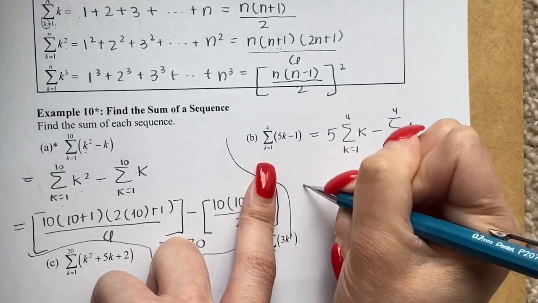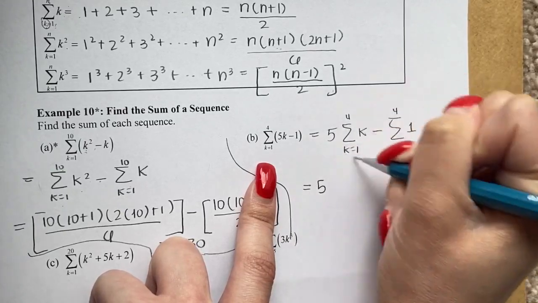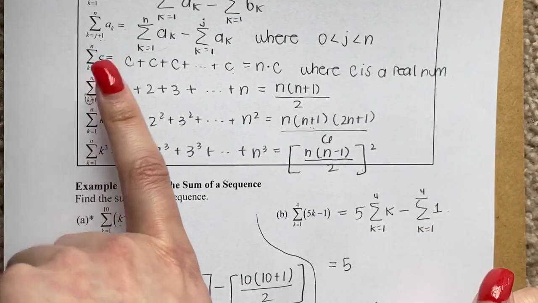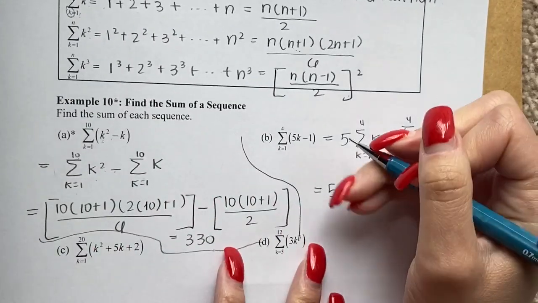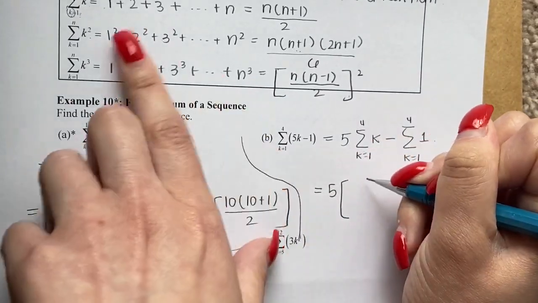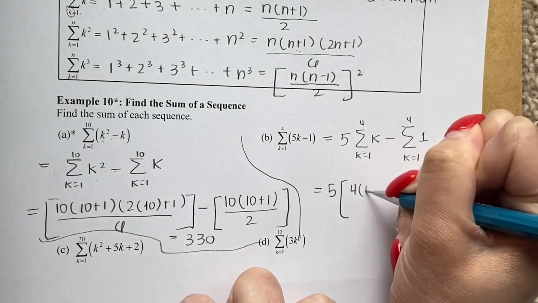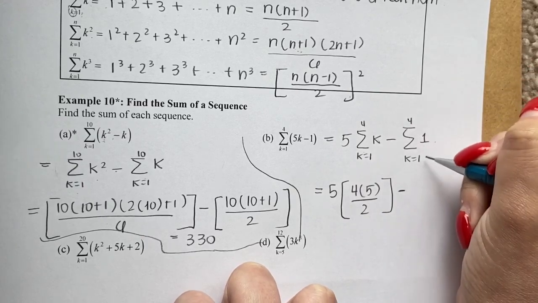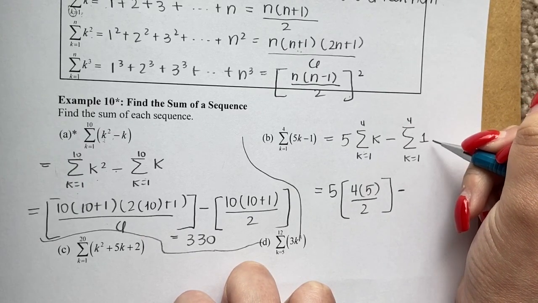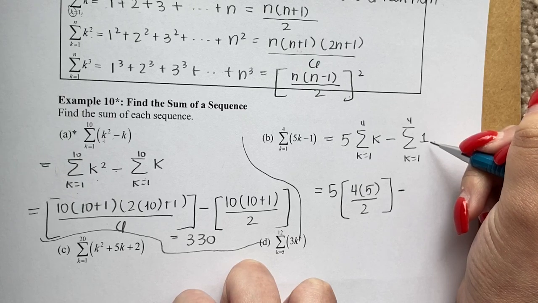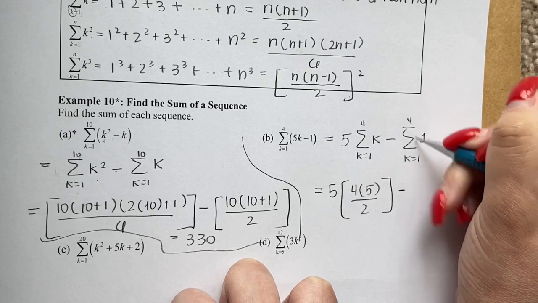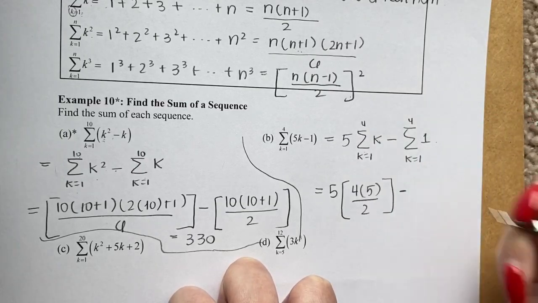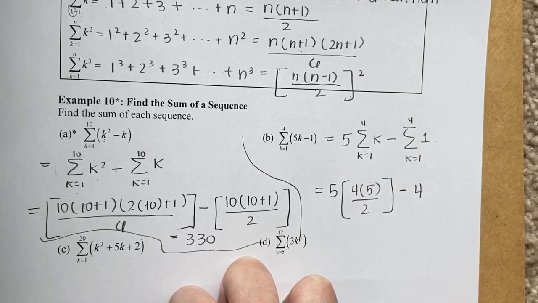So this is going to be equal to 5 times, and this one is going to be the same as this one. The only thing that changes is this is going to be 4, and this is going to be n. So what do you have here? This is going to be 4 times 5 divided by 2, minus, and how many times are you adding that 1? You're adding that 1 four times. 1, 2, 3, 4, so you have that this is 4.